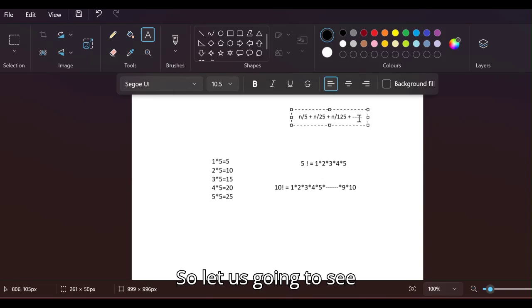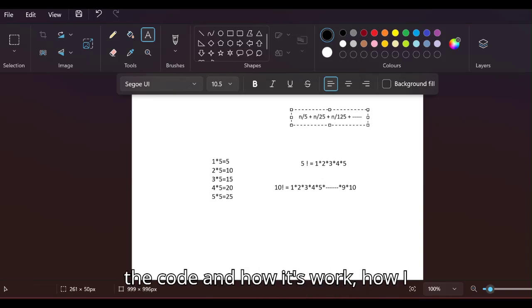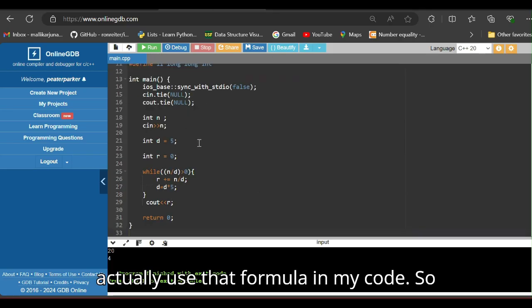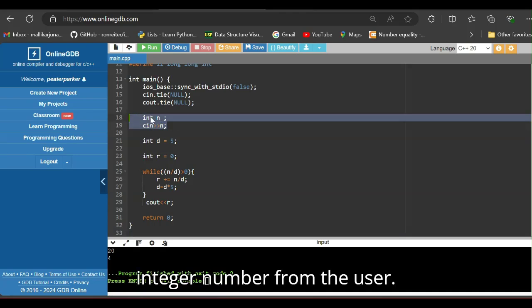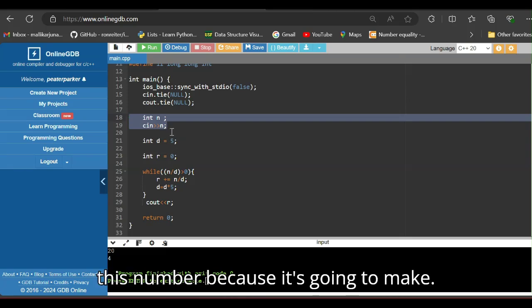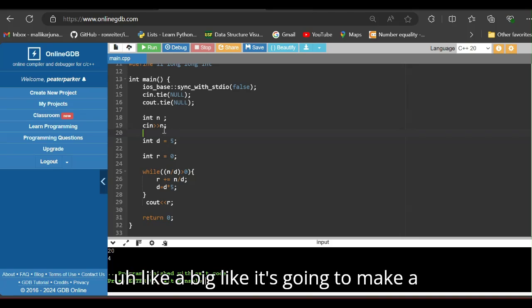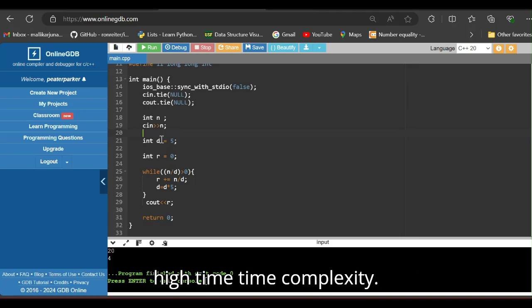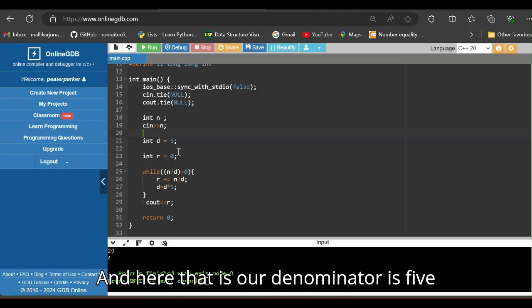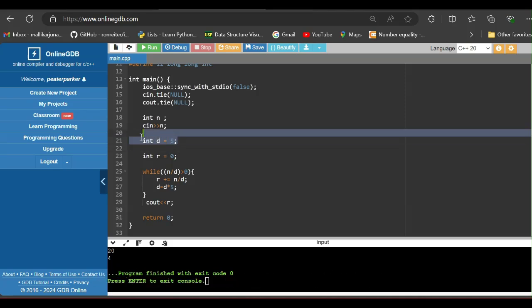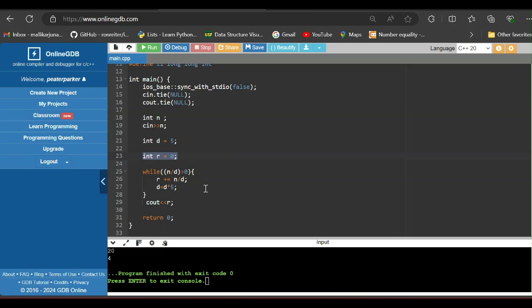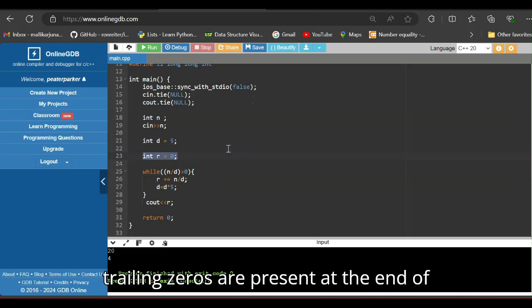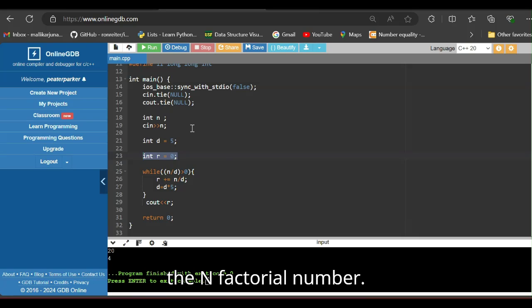So let us see the code and how it works, how I actually use that formula in my code. Here I'm just reading the integer number from the user. I'm not going to find the factorial of this number, because it would make a high time complexity. And here our denominator is 5, and I initially take the result equal to 0. The number of trailing zeros present at the end of the n factorial number.